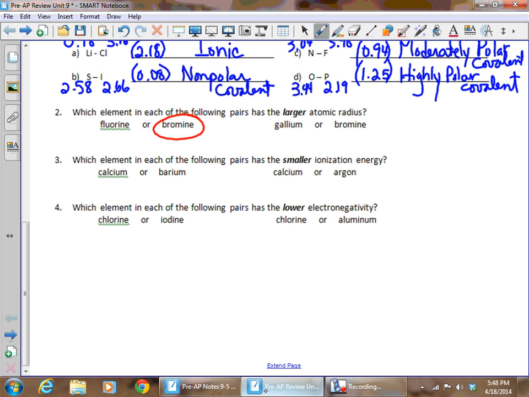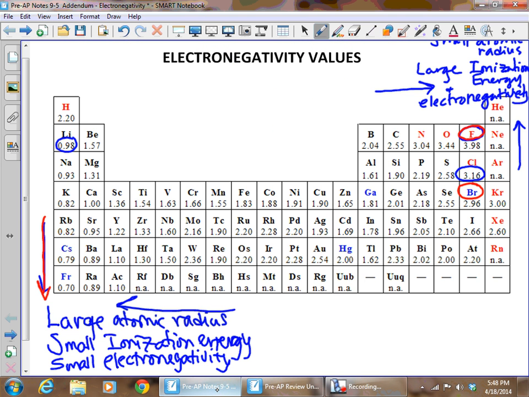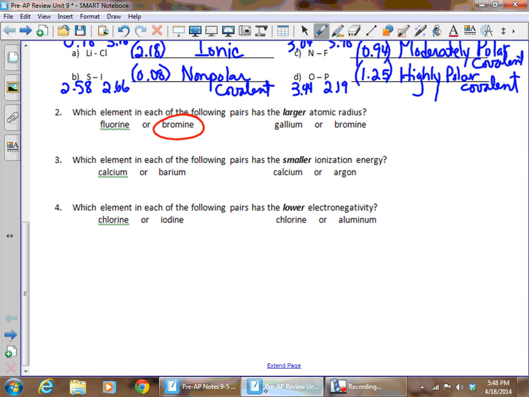Gallium or bromine. So let's look at the difference between gallium and bromine. Here's gallium and here's bromine. And we're looking for the larger atomic radius, and a large atomic radius says we're going to the left, so that means that gallium is the largest. So gallium has the larger atomic radius.